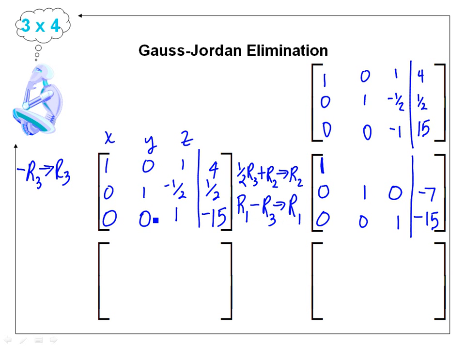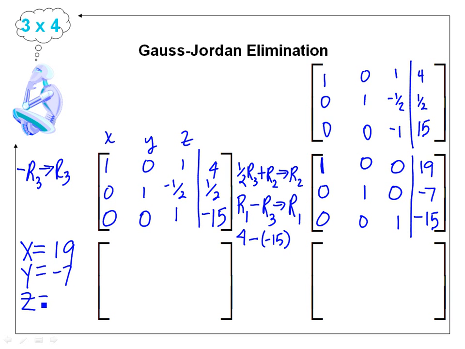0 minus 0. 1 minus 1. And then 4 minus a negative 15. What is 4 minus a negative 15? So plus plus, that gives us 19. So the answer is x equals 19, y equals negative 7, z equals negative 15. Alright? 19, negative 7, and negative 15.